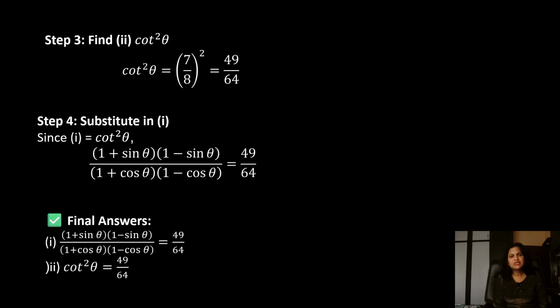Then step 3, find cot square theta. It is the second sum. Cot square theta is equal to 7 by 8. That is adjacent side by opposite side whole square. We know the value. 7 square is 49, 8 square is 64. Substitute in step 1. That is cot square is equal to 49 by 64. Then from 1 we got this: 1 plus sine theta into 1 minus sine theta divided by 1 plus cos theta into 1 minus cos theta is equal to what we proved in the first step.